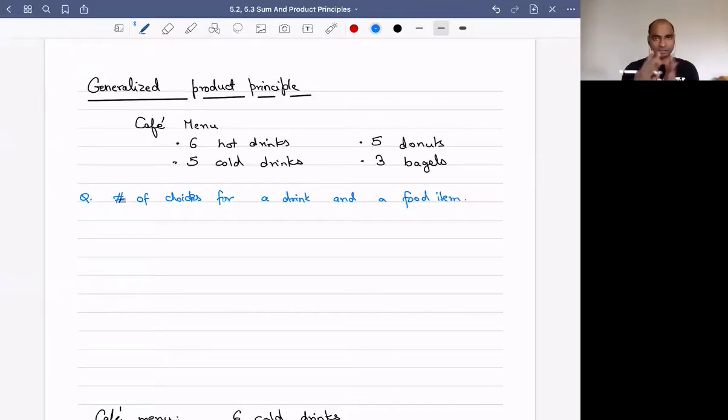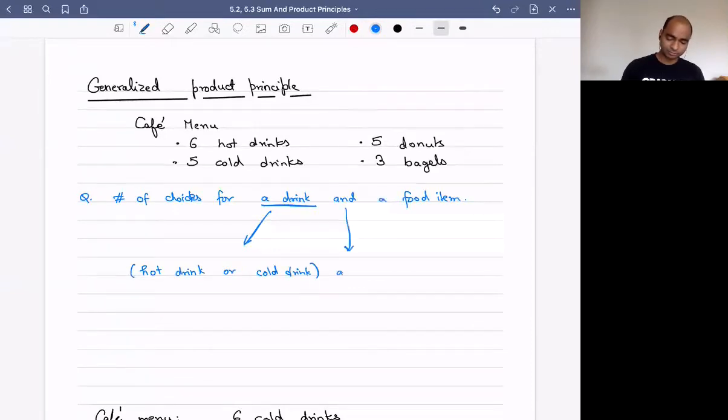Okay, so then I'll start expanding this slowly. Now for a drink, so I'll get either a hot drink or a cold drink. Then there is an "and" in the middle. I'll get either a donut or a bagel.